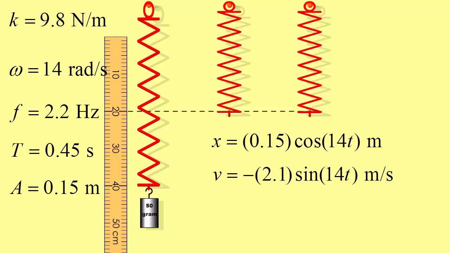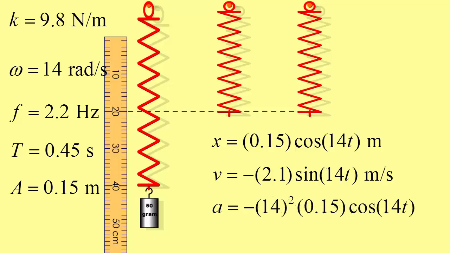Finally, we can determine the acceleration of the oscillating mass at any time using the acceleration equation. The acceleration equation is the negative of the angular frequency squared multiplied by the amplitude multiplied by the cosine of the angular frequency times the time. Substituting the values for the amplitude and angular frequency gives us the acceleration equation being equal to minus 29.4 times the cosine of 14t.